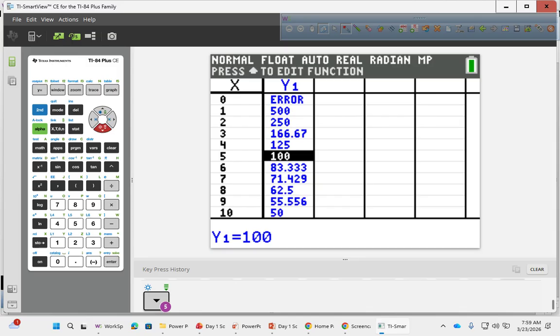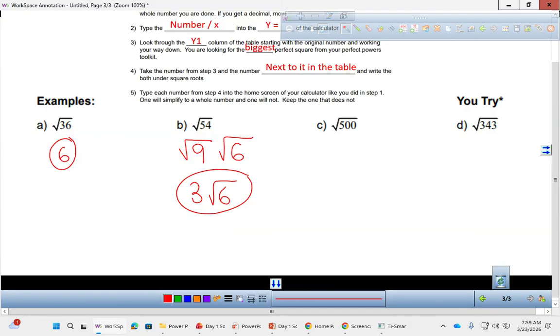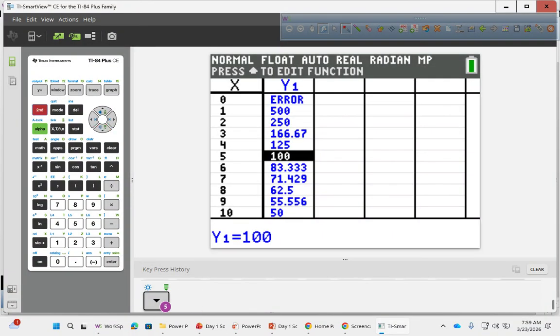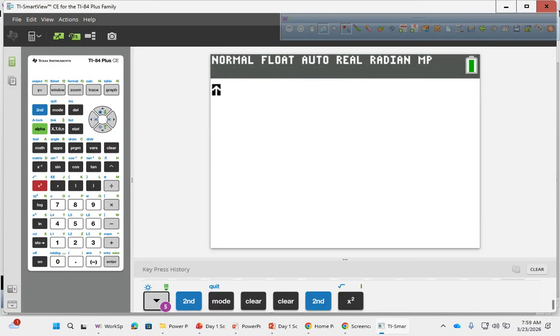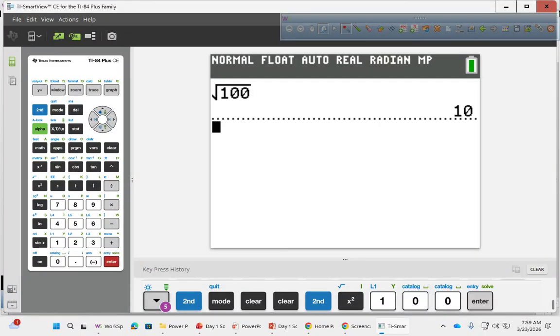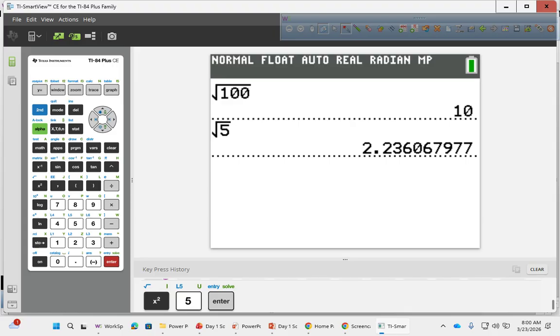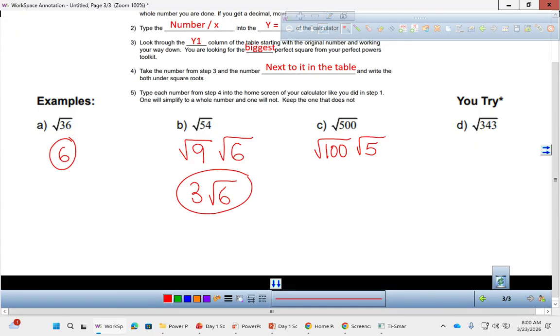And I'm going to use the number next to it as well, which is a 5. I'm going to start with the 100 because that's the number on the x squared list. That's my perfect square. So I've got my two numbers, and then I just want to check each of them. So I'm going to check the square root of 100, and that's going to change to 10. And the square root of 5 is a decimal, which means it's not going to change. I'm going to keep it as the square root of 5. So 10 square root 5.